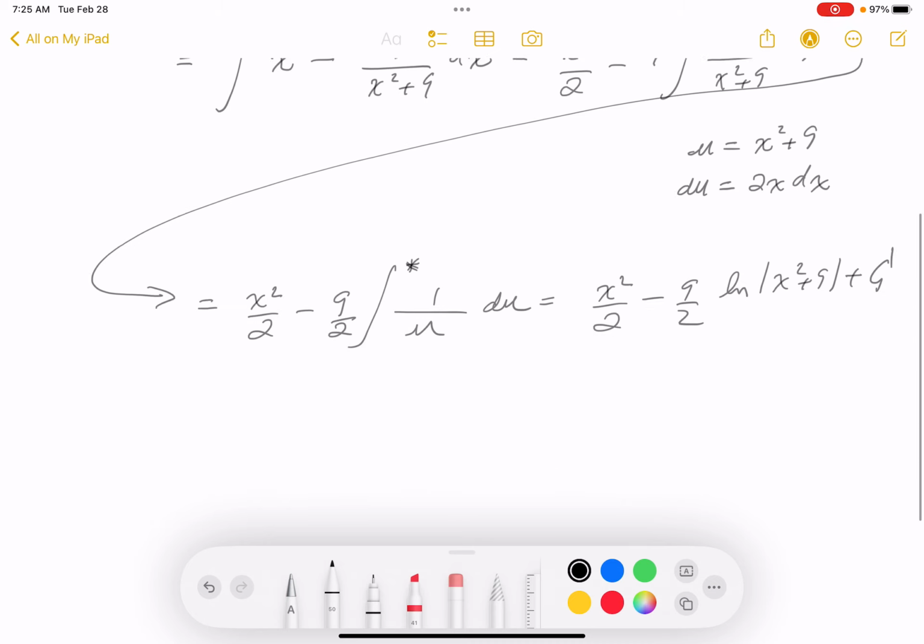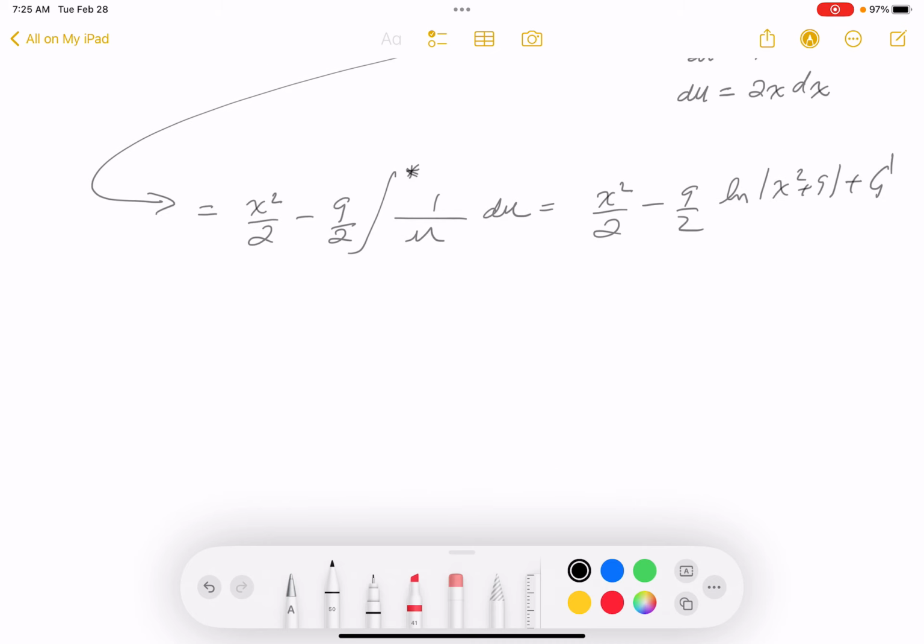By the way, I can further simplify this because x squared plus 9 is always positive. So I could write this down in a simpler way. ln, I don't need the absolute value symbol on that. I'm going to commit this as an answer.